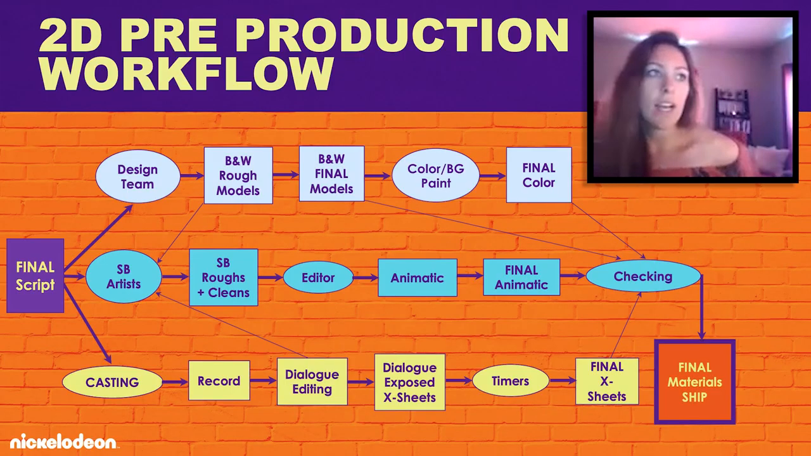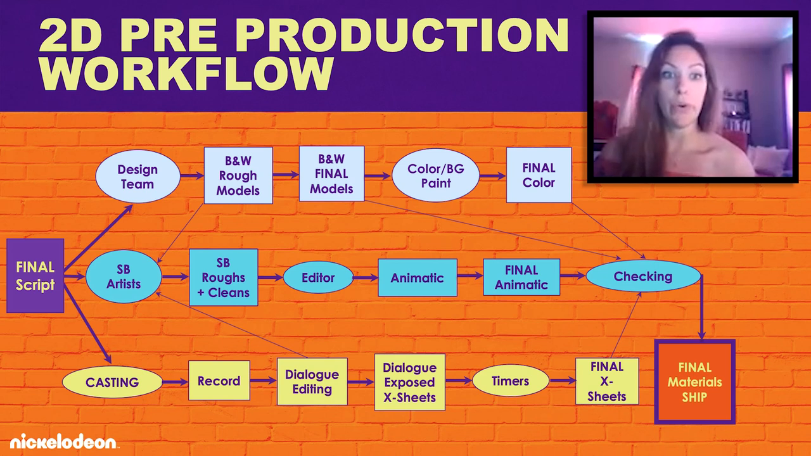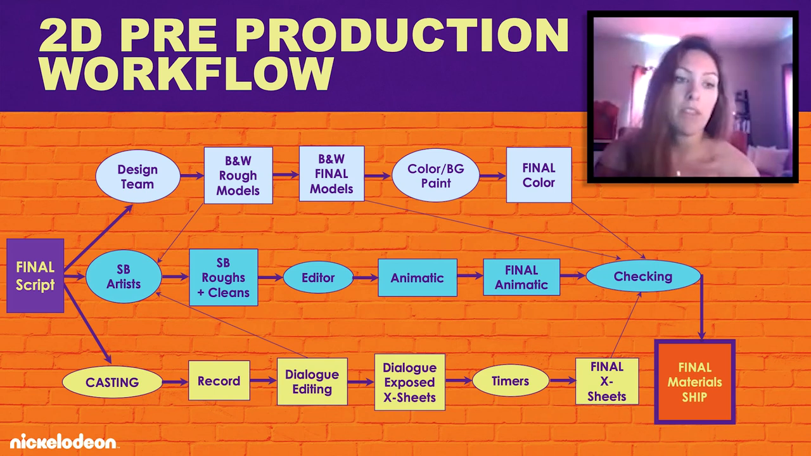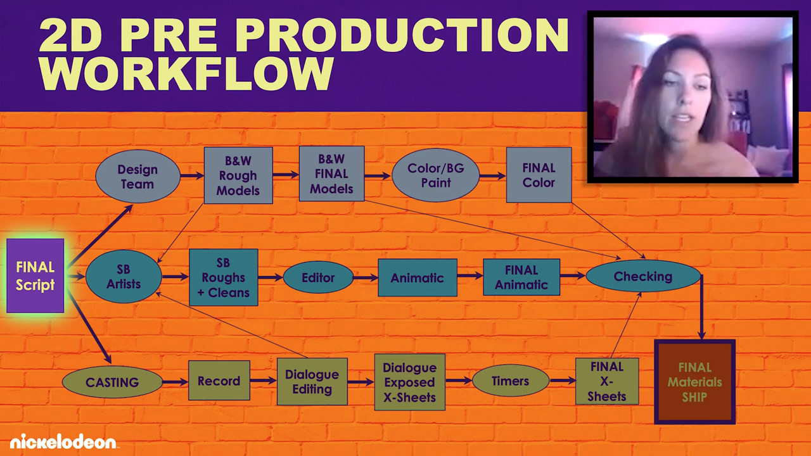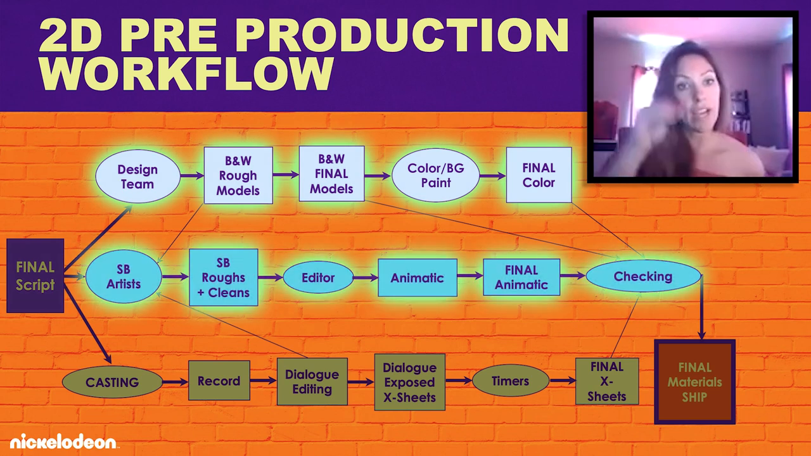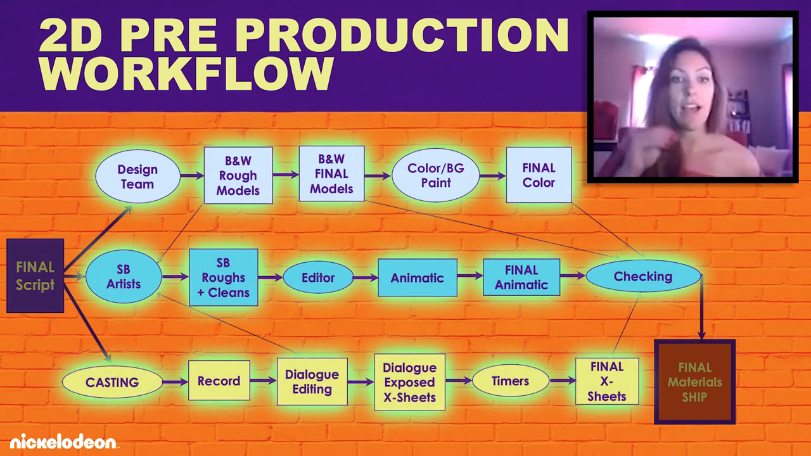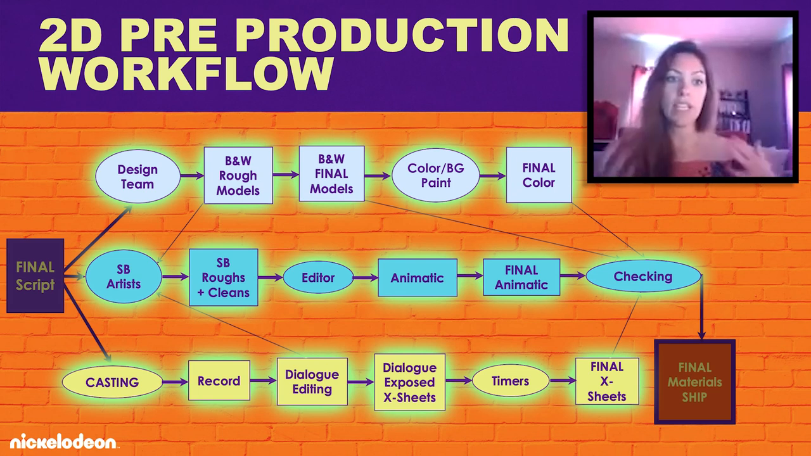So this slide is your broad overview of the pipeline. We're going to start at the place where we have a final script. So we're not going to talk about how we get here. We're just going to say we have a final script. There are 3 different tracks in the pipeline that happen at one time, basically simultaneously.